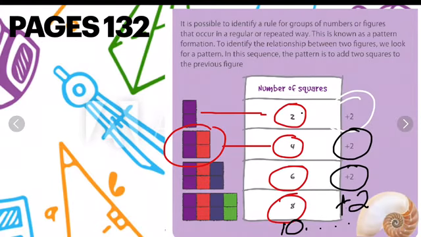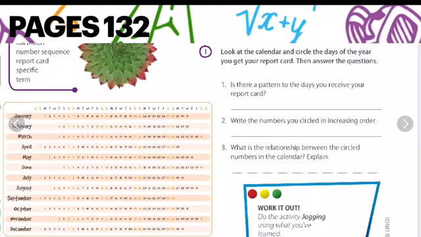They add 2 to each sequence, okay? Or in this case, to each figure. They're adding 2 figures depending on the pattern, okay? So now let's take a look at the exercise below. And exercise number 1 says, look at the calendar and circle the days of the year you get your report card. So let's check this out.